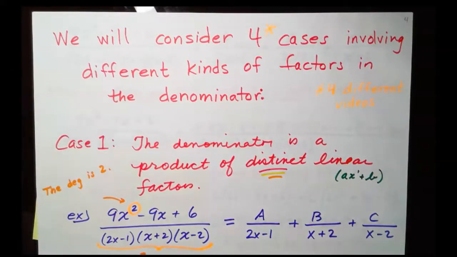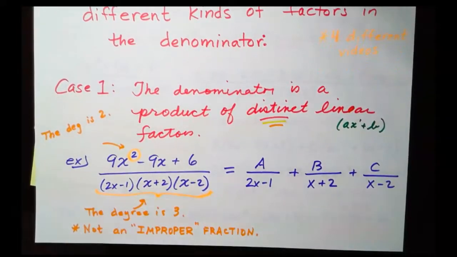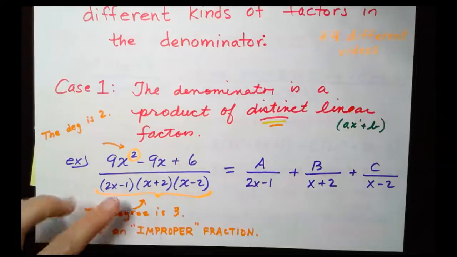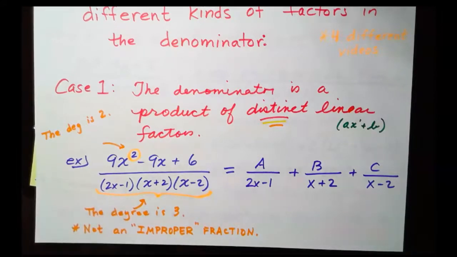So we're going to consider 4 cases involving 4 different kinds of factors in the denominator. So yep, there's going to be 4 videos including this one. This video is dedicated to case number 1. Case number 1 is when we have a denominator that is a product of distinct linear factors. All linear factors, meaning a binomial factor where our variable is to the first power. Distinct linear factors.